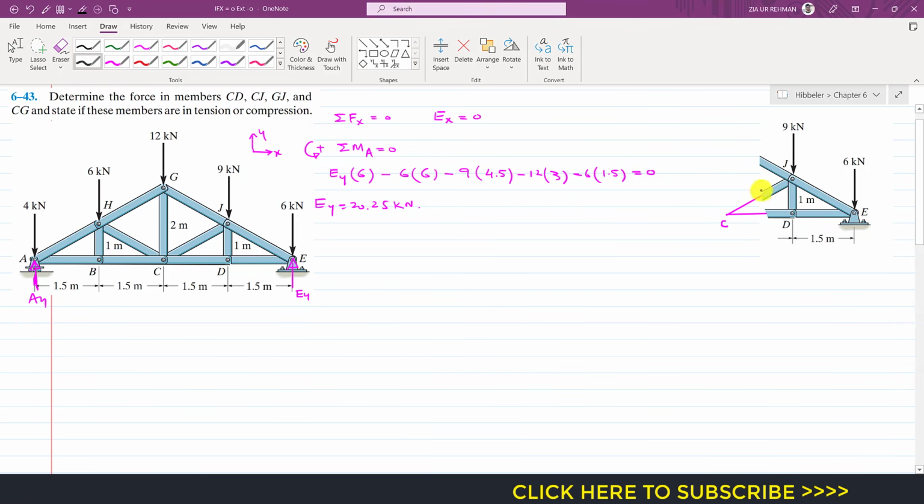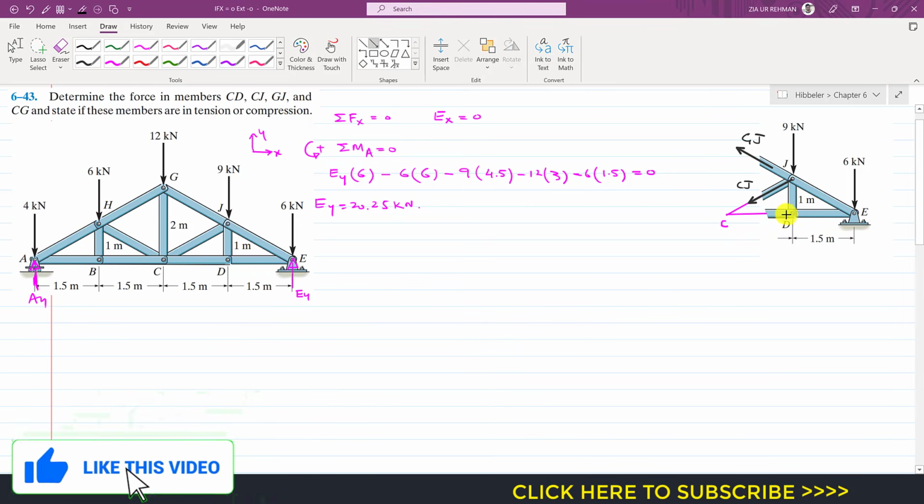Now we will apply the method of sections. So this is our free body diagram. This will be the CJ member force. Let's say that I represent that by CJ. This will be GJ, sorry, this is GJ and this is CJ, and this will be CD. This is CD.